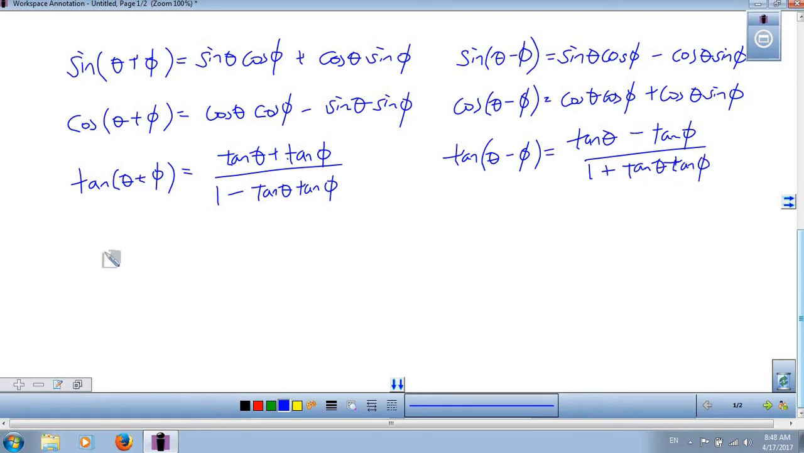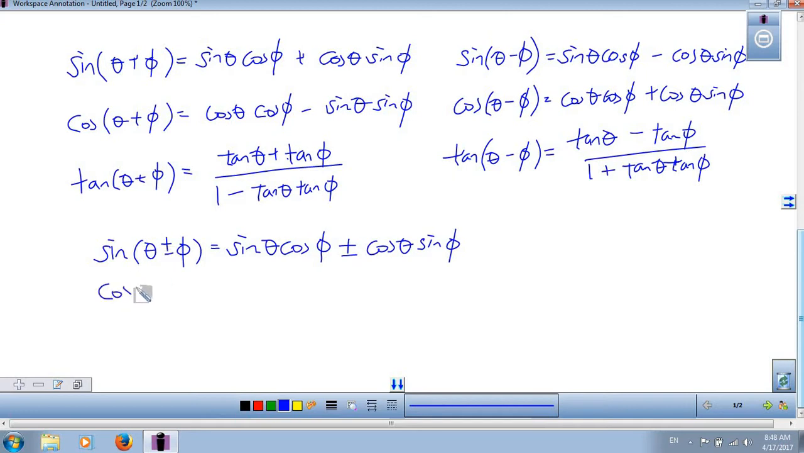Now, sometimes on the formula sheet you will see something like this: sine of theta plus-or-minus phi equals sine theta cosine phi plus-or-minus cosine theta sine phi. What this means is that it is a shorthand combining two formulas into one, so we don't have to write them twice. Sine of theta plus phi follows the top sign, and sine of theta minus phi follows the bottom sign.